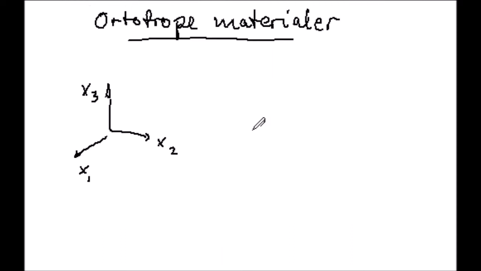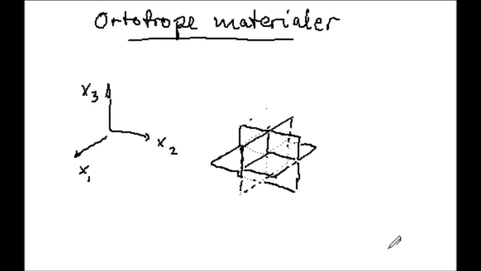An orthotropic material has the property that it is symmetric with respect to three orthogonal planes. So what does this mean for practical purposes? Well, it means that if we subject the structure to any type of deformation, the stress response will inherit this symmetry.